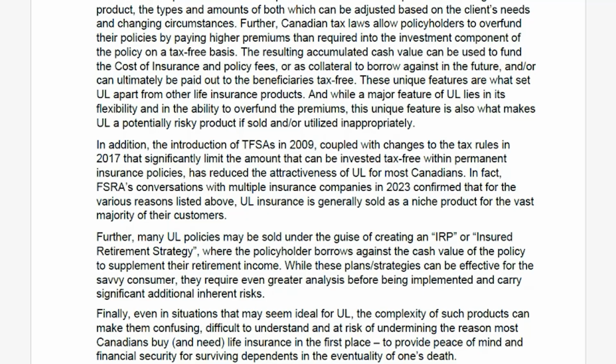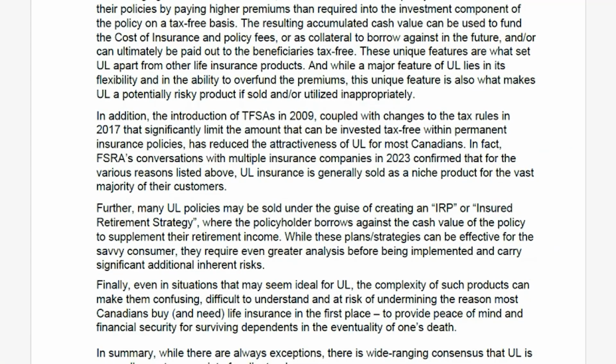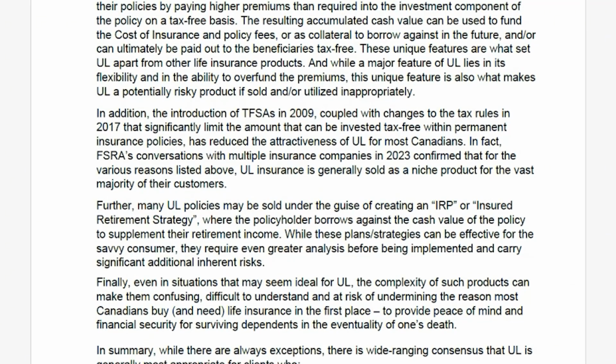While these plans or strategies can be effective for the savvy consumer, they require even greater analysis before being implemented and carry significant additional inherent risks. Finally, even in situations that may seem ideal for UL, the complexity of such products can make them confusing, difficult to understand, and at risk of undermining the reason most Canadians buy and need life insurance in the first place, to provide peace of mind and financial security for surviving dependents in the eventuality of one's death.